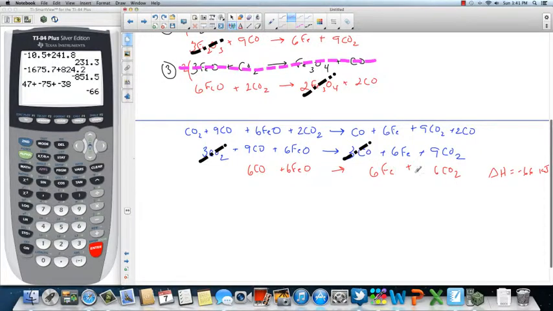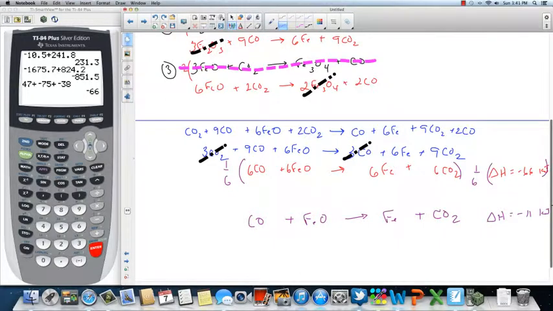So how are we going to take this and turn it into 1 mole equivalents? And how is this going to be affected? Well, we're going to divide this whole thing, or multiply this whole thing, by 1/6. So that's going to be CO plus FeO yields Fe plus CO2. But if we multiply that by 1/6, we also have to multiply this by 1/6. And what do we get? Delta H is equal to negative 11 kilojoules, which is the answer you guys came up with.